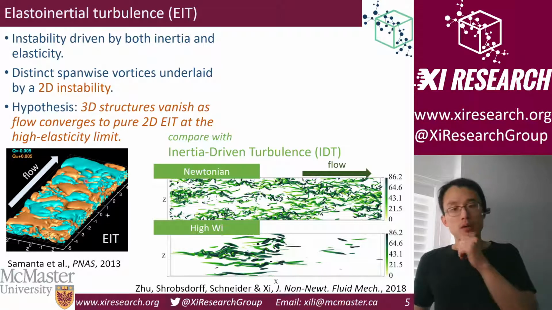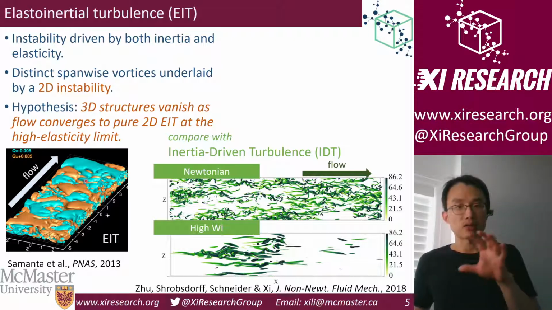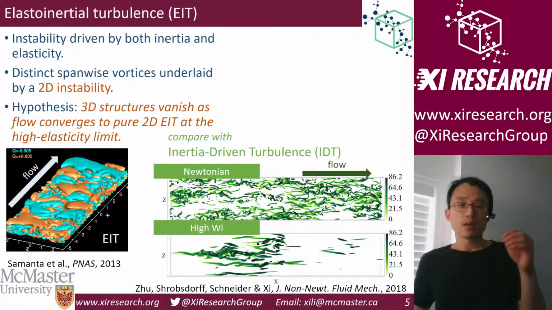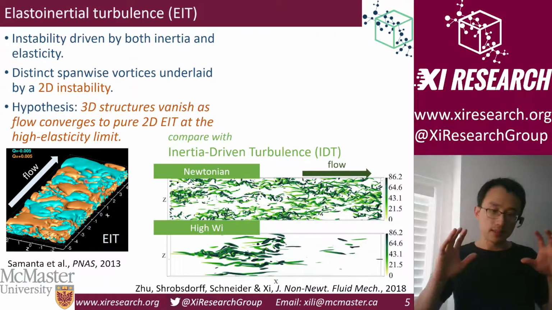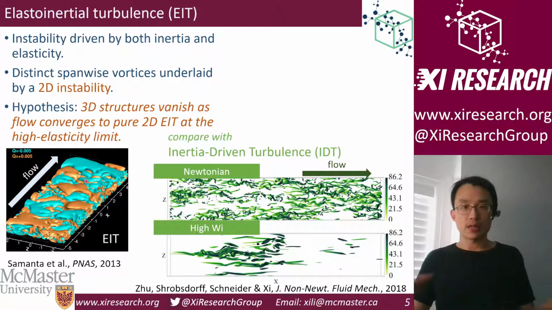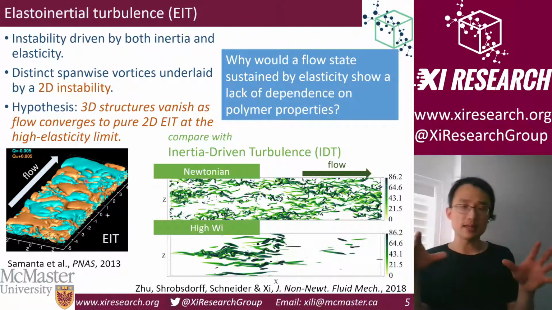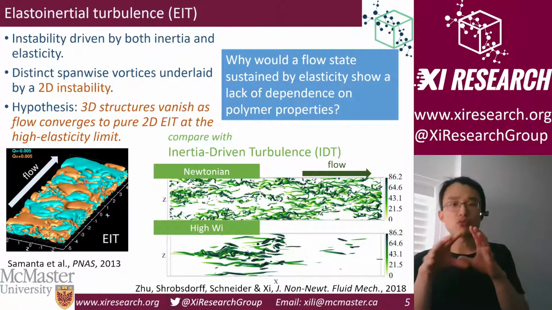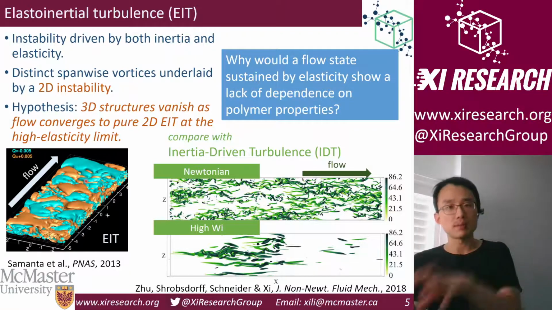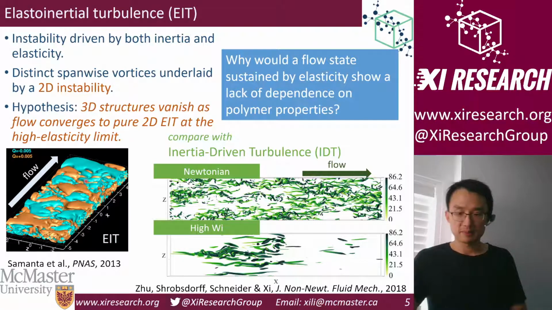And more recently, we also came to learn that EIT is fundamentally a two-dimensional flow instability, which can be captured by an entirely two-dimensional direct numerical simulation. So the hypothesis goes that at MDR, any kind of 3D structure which came from IDT would go away, and you'll converge to this clean copy of two-dimensional instability called EIT. The problem with this picture is that EIT is a state of high elasticity, so it is really hard to explain why this state does not seem to be affected by polymer properties.